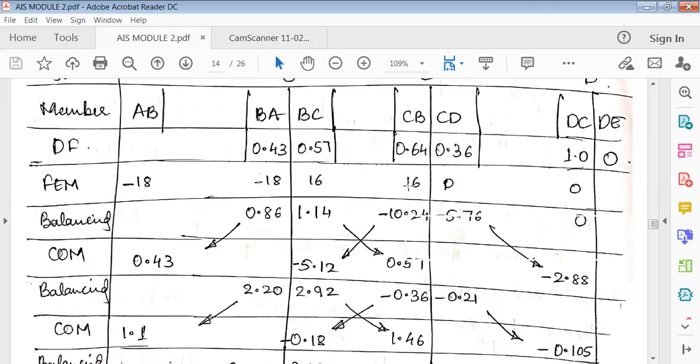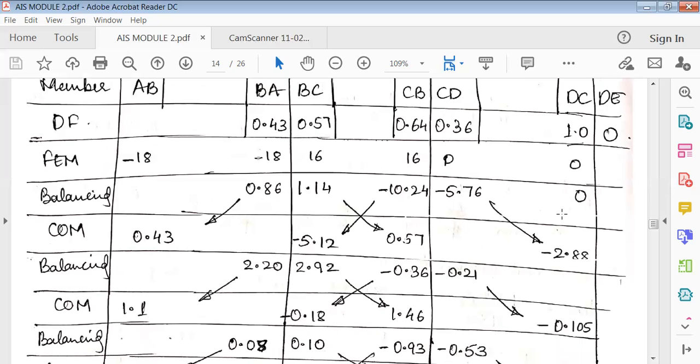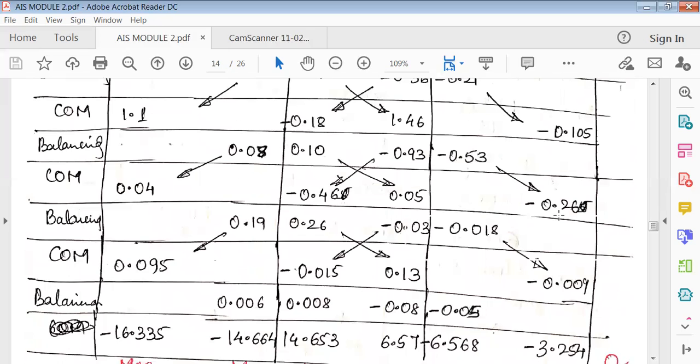Similarly here, 16 plus 0. So change the sign, plus 16 becomes minus 16, so it is minus 16 into 0.64, minus 16 into 0.36 right here. Then A support is a fixed support here. You can see here A is a fixed support, so it gets transferred here, this portion. Here also it goes on transferring.